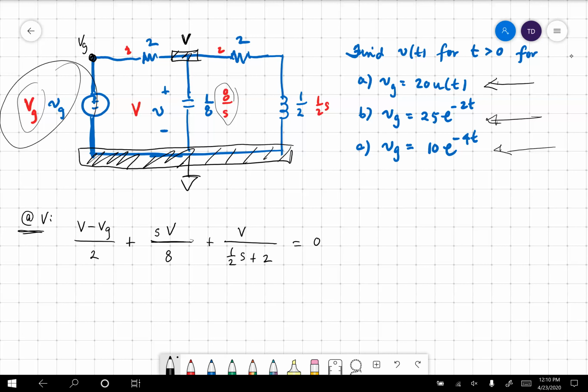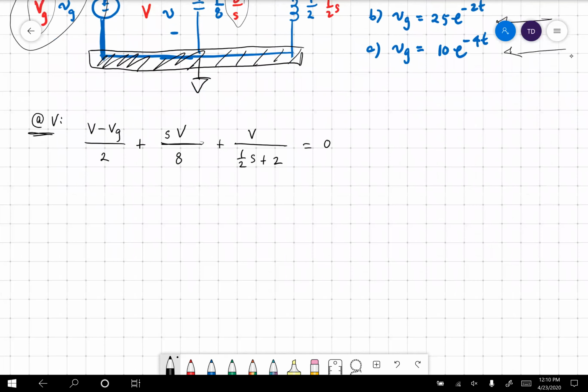Now what we have to do is we have to figure out what's our common denominator. And so it's not real easy to see a common denominator. So I'm going to take this step here. V minus VG, whoops.